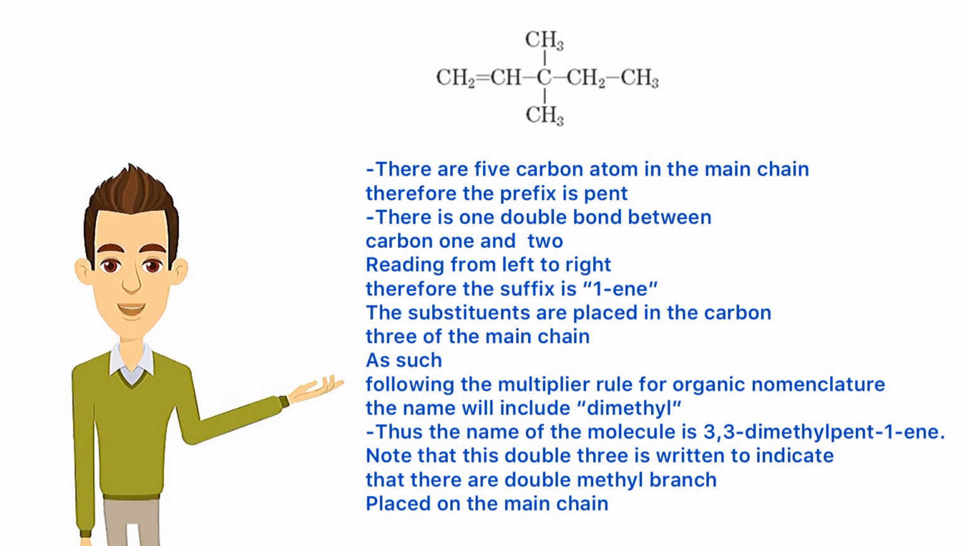The substituents are placed on carbon 3 of the main chain. As such, following the multiplier rule for organic nomenclature, the name will include dimethyl. Thus the name of the molecule is 3,3-dimethylpent-1-ene. Note that the double 3 is written to indicate that there are two methyl branches placed on the main chain.